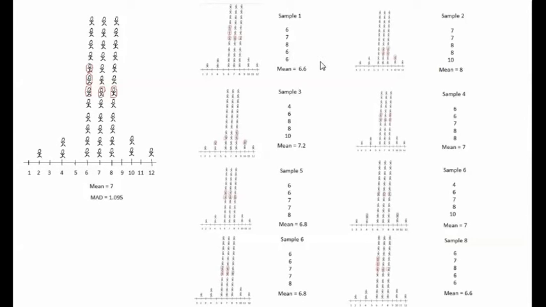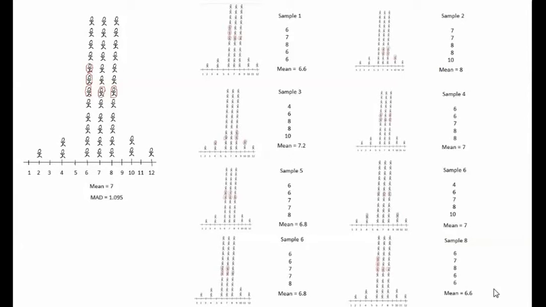How many of them underestimated? 6.6 is lower than 7, so this sample underestimated the population mean. 6.8 is also lower than 7. This 6.8 is lower than 7, and 6.6 is lower than 7, so 4 out of the 8 samples underestimated the population mean, and 2 of the samples estimated the population mean perfectly because 2 of the samples had a sample mean of 7.